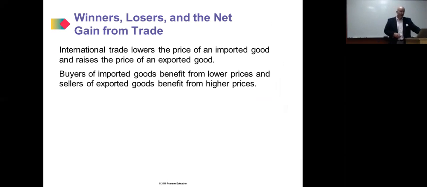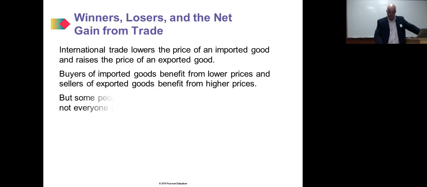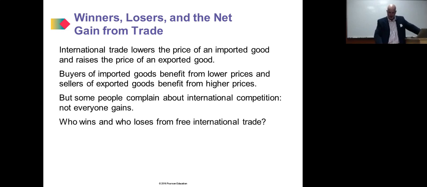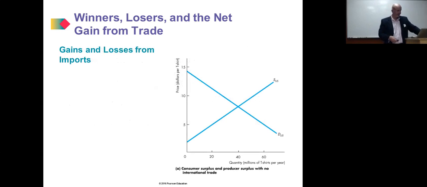All right, international trade lowers the price of an imported good and raises the price of an exported good. If you are a buyer of the imported good, you're going to benefit from lower prices. If you're the seller of an exported good, you're going to benefit from the higher prices. But who wins and loses?